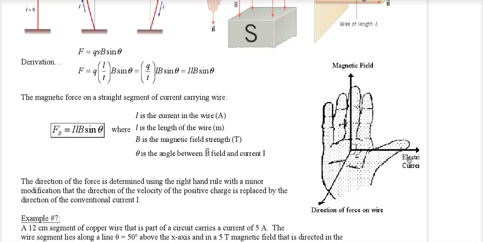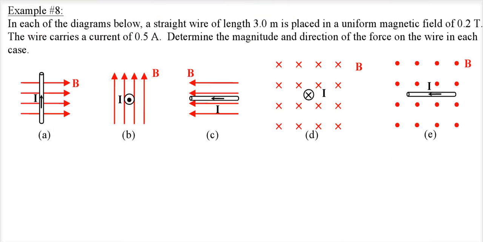So let's get on to example number 8 now. In each of these examples, you'll see that the angles are all either perpendicular or 0 or 180 degrees. Anyway, let's continue on here.